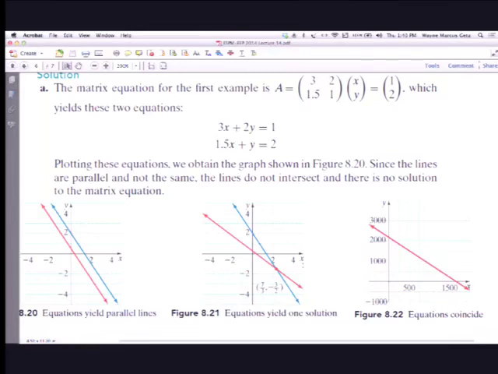In general, if the two equations have different slope, then you'll get a unique solution. However, in some cases, when the equations actually coincide, then the two lines, all points on the two lines, satisfy the two equations.